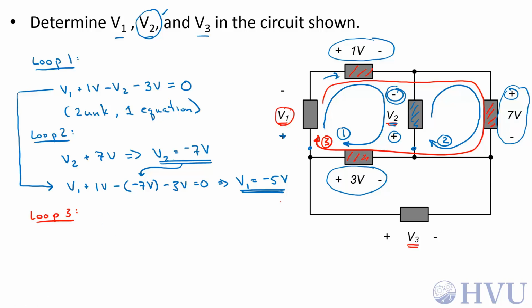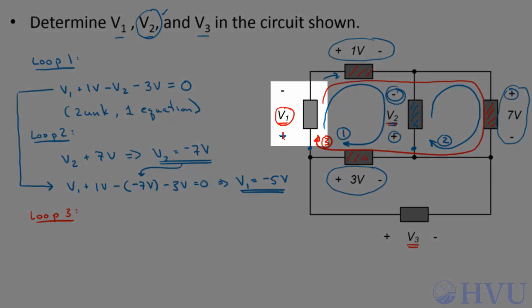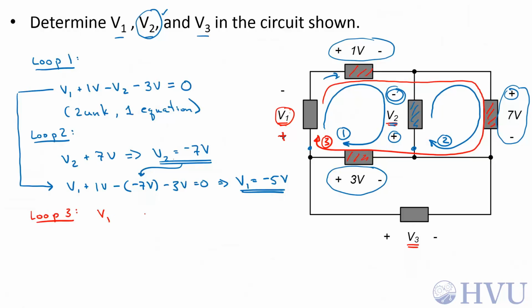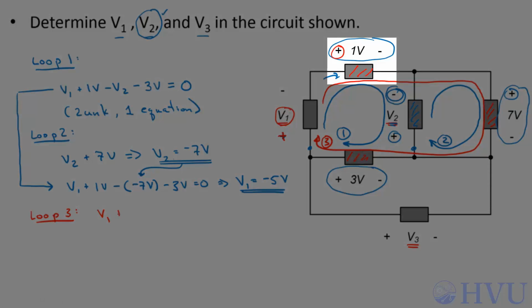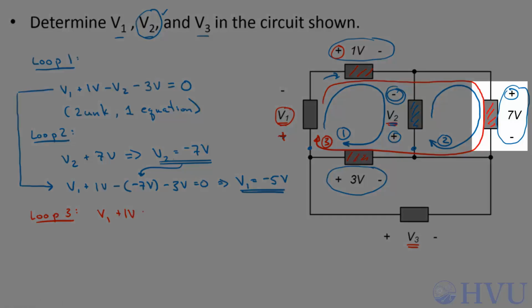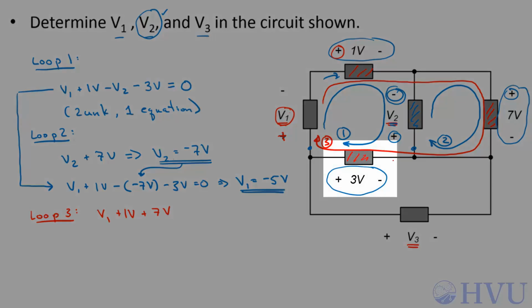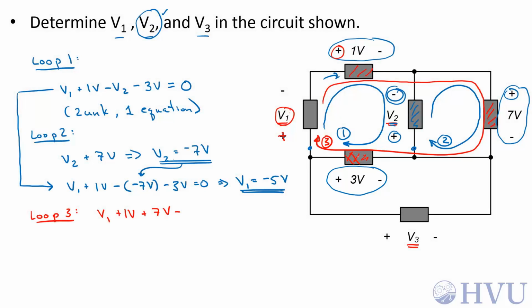So in loop 3, again, if I enter a positive terminal, I'll add that term. If I enter a negative terminal, I'll subtract it. So I enter a positive terminal on V1, so that's V1, positive terminal on 1 volt, positive terminal on 7 volts, and a negative terminal on this 3 volt term down here. That brings me back to my starting point, so that sets equal to 0. And from this, I can also get V1 is equal to negative 5 volts. I get the same answer both ways.